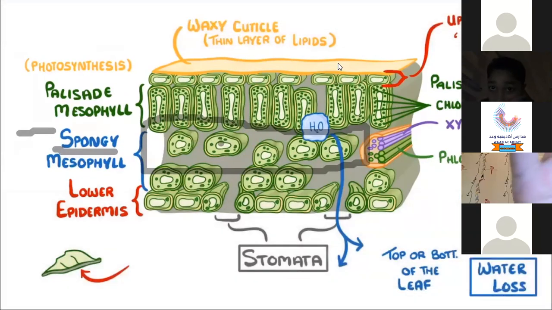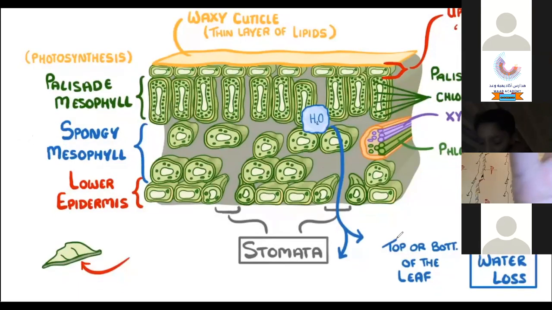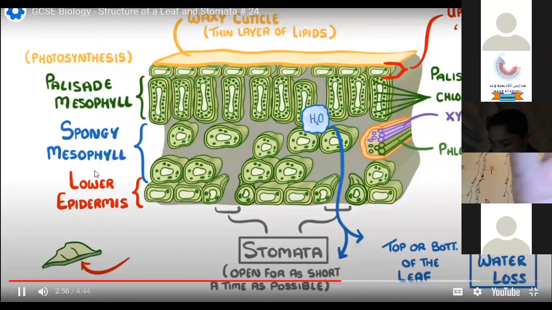Leaves need these holes though, so they can get the carbon dioxide that they need. As a compromise, the leaves keep their stomata open for as short a time as possible, so that they can maximize carbon dioxide absorption, but minimize water loss.